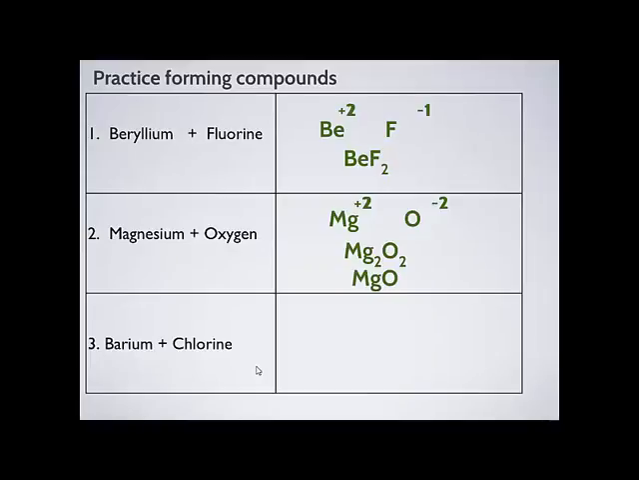Gaetano, barium, what's its symbol? Ba, and it's +2. Chlorine, Cl, and -1. What compound do they form? BaCl2. Correct. BaCl2.